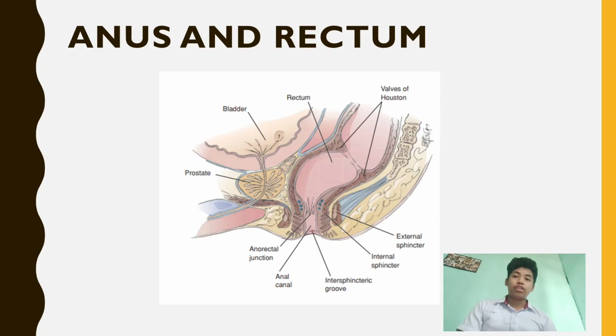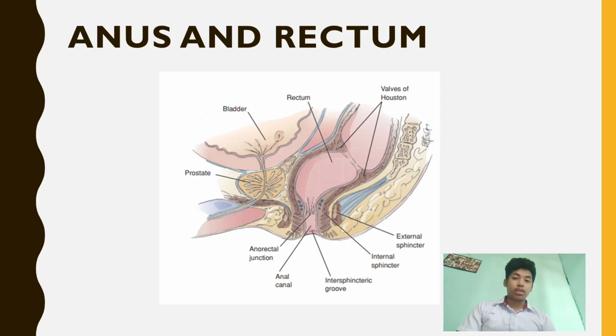Next is the anus and rectum. So the anal canal is the final segment of the digestive system. It begins at the anal sphincter and ends at the anorectal junction. Within the anus are the two sphincters that normally hold the anal canal closed except when passing gas and feces.